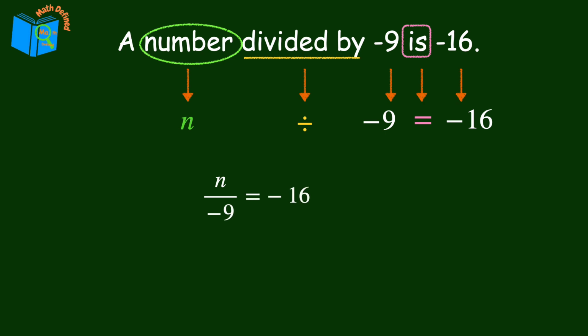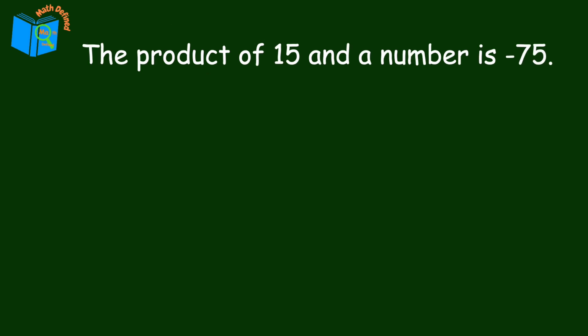Now all that's left to do is solve for n. To undo the division, we multiply both sides of the equation by -9. On the left side, the -9's cancel each other out, leaving n. On the right side, -16 times -9 is positive 144. So n equals 144. And that's how we solve it.